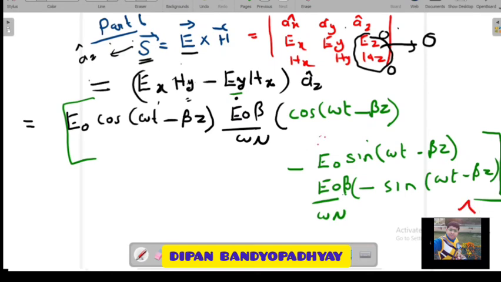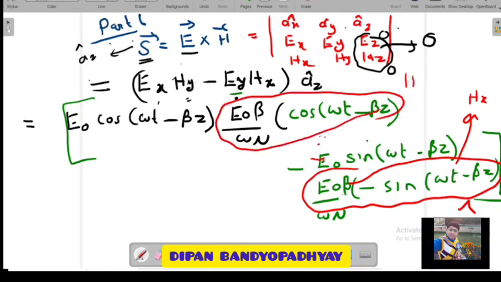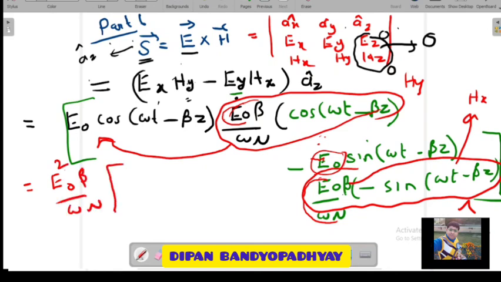Okay, so this part is basically your Hx, and this part is basically your Hy. Now you see, if you multiply this term and this term, here also you are getting the same term, E naught beta by omega mu and E naught. So E naught multiplied by E naught gives E naught square beta by omega mu, and this term and this term are the same.